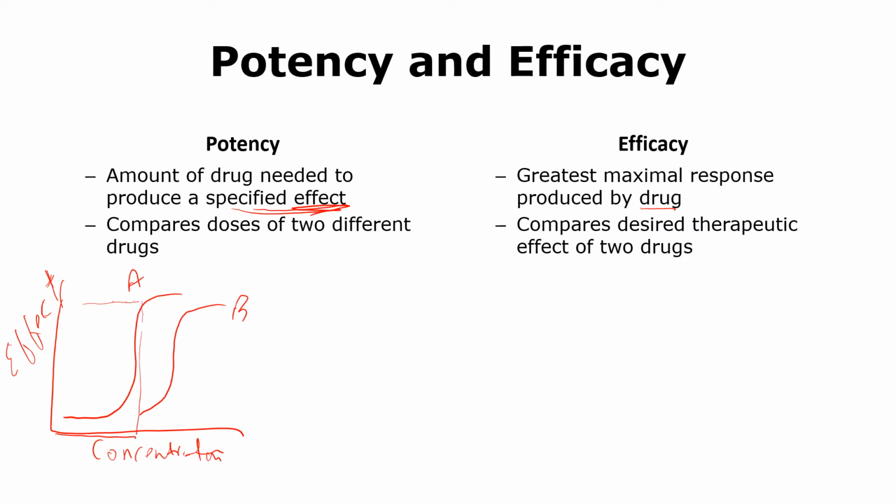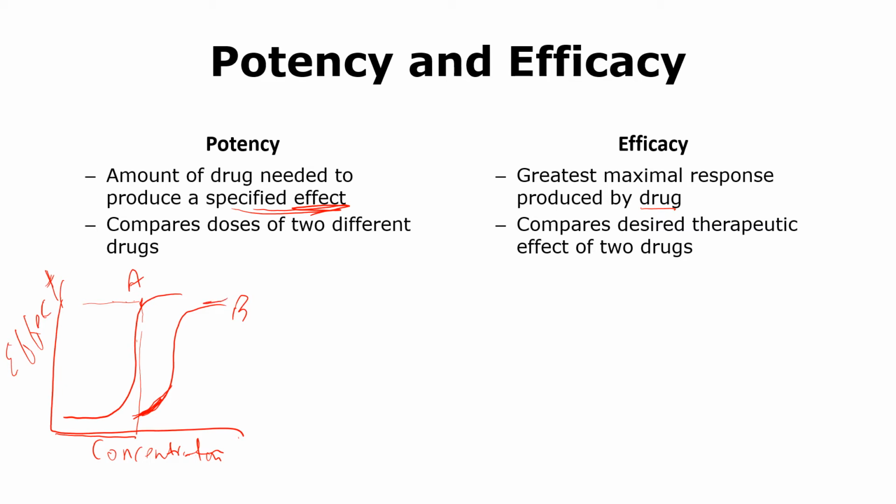Here's the concentration on this axis. Look at this concentration here for drug A. By this concentration, you already got the maximum effect. So look how potent this drug is. And at this concentration, drug B has barely started to work. It is so far behind. There's a huge difference in potency. It requires a lot of concentration for drug B to match up to drug A.